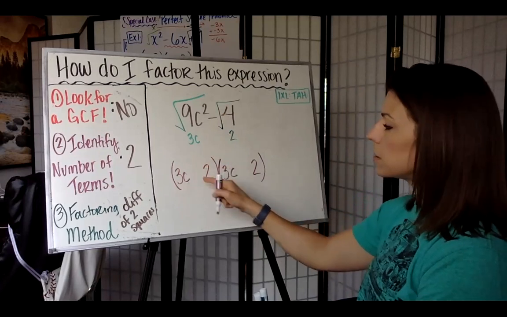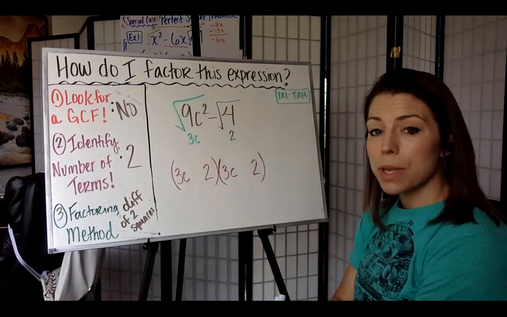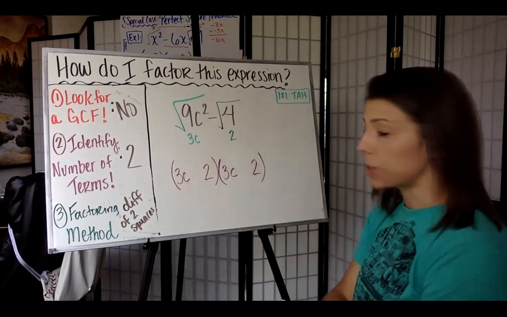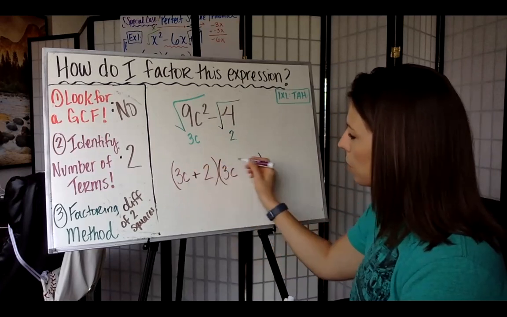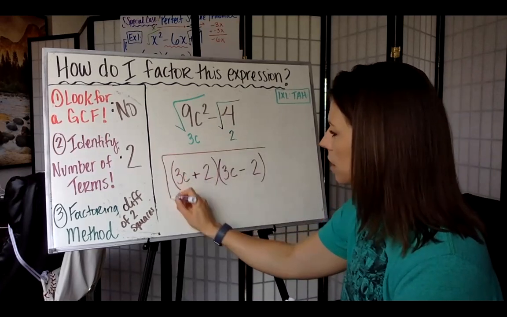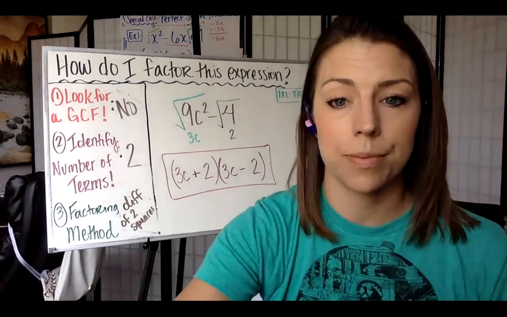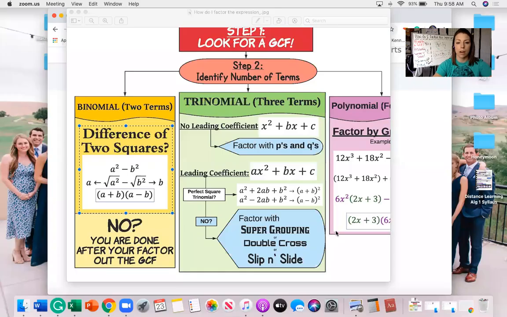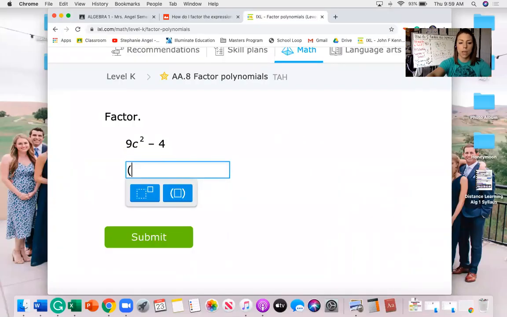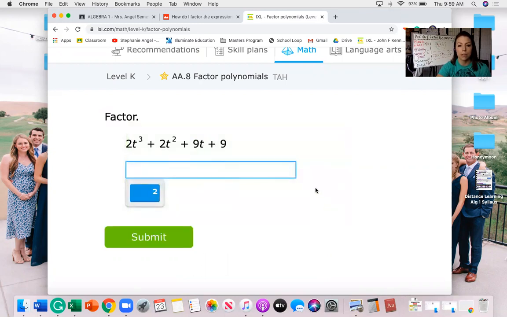So are these addition, subtraction? What are they? Well, if there's no middle term, that means there's actually a 0 term. And the only way to get 0 is to make 1 addition and 1 subtraction. 3c plus 2, 3c minus 2. Let's take a look at our IXL and see if they agree. So we have 3c minus 2, 3c plus 2. I think I flipped that, but it doesn't matter. With adding and subtracting, the order doesn't matter. Submit, and we're good to go.